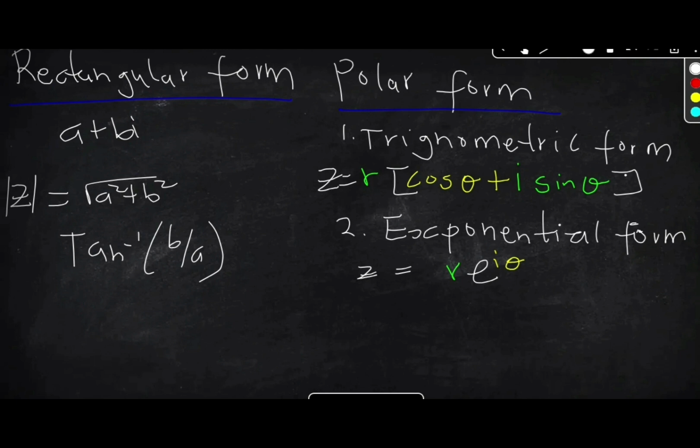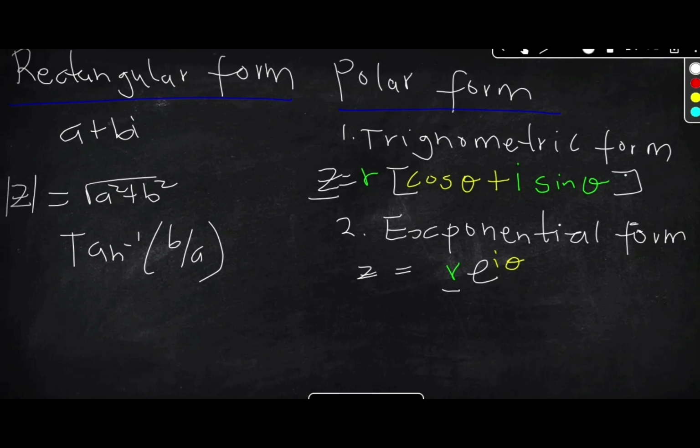And we've already known from the previous lesson that to find the angle, you must know where the complex number lies on the Cartesian plane, and that will help you compute the angle. After computing the angle and the magnitude, you can get your polar form. The trigonometric form is z equals r(cos theta plus i sin theta), and the exponential form is z equals r e to the power i theta.